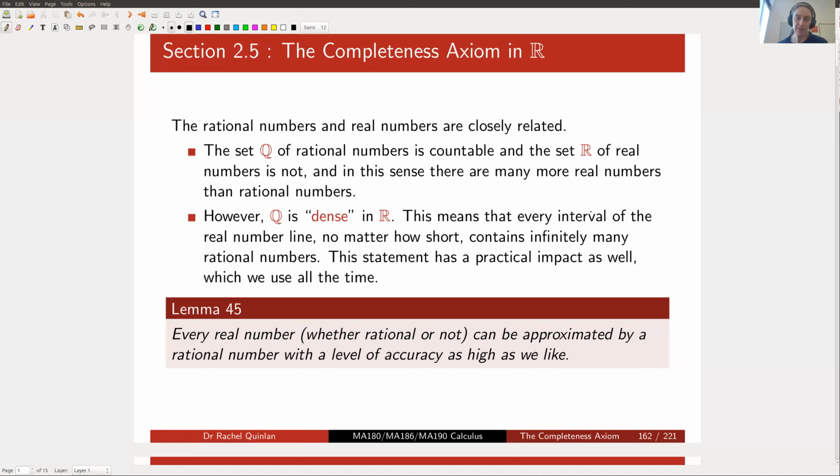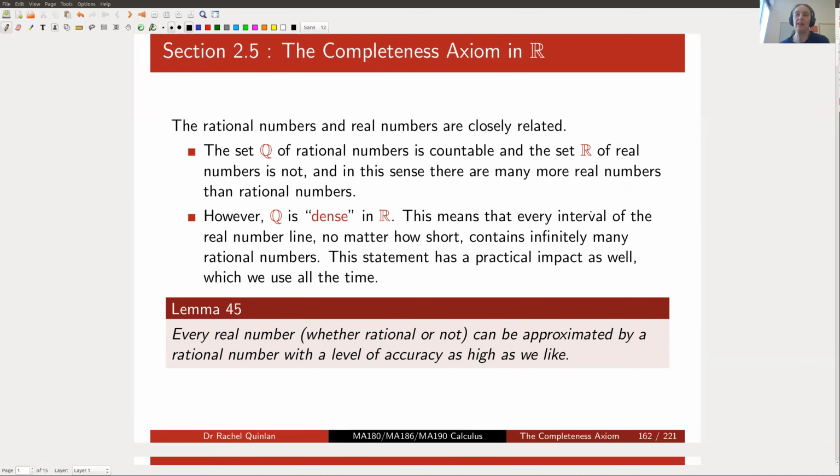So this statement has a practical impact, which we use absolutely all the time, doing any kind of quantitative work, and even in probably everyday life as well, which is that every real number, whether it's rational or not, can be approximated by a rational number with as high a level of accuracy as we like.